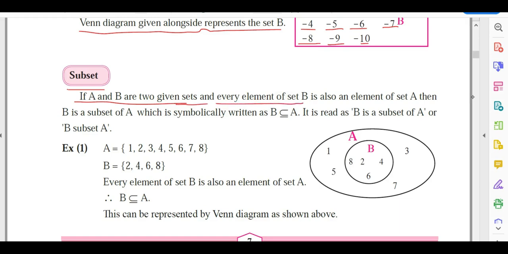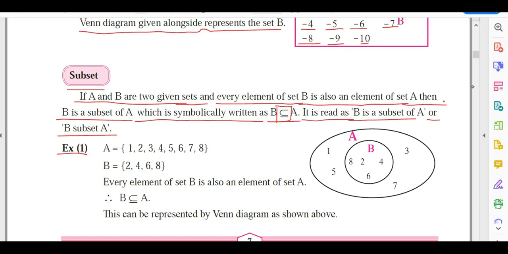Subset. A and B are two given sets, and every element of the set B is also an element of the set A. Then B is a subset of A. म्हणजे B मधले सगळे elements A मध्ये असले पाहिजेत, which is symbolically written as B ⊂ A, and it is read as B is a subset of A.